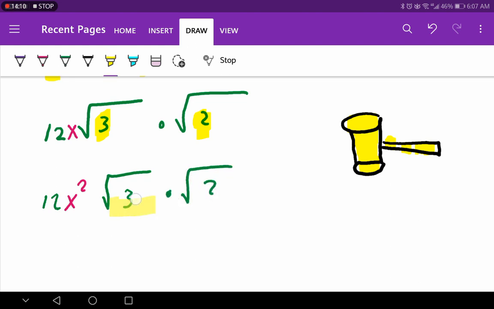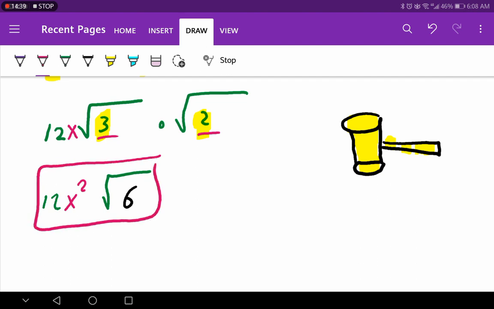Now how can I multiply radical by radical? By multiplying what is inside by what is inside and putting them in one radical. So 2 multiplied by 3 gives me 6. So I will put them under 1 radical. And as you know, 2 is prime and 3 is prime. I cannot do anything about them, so this is the final answer. Are you happy with that? I hope so.